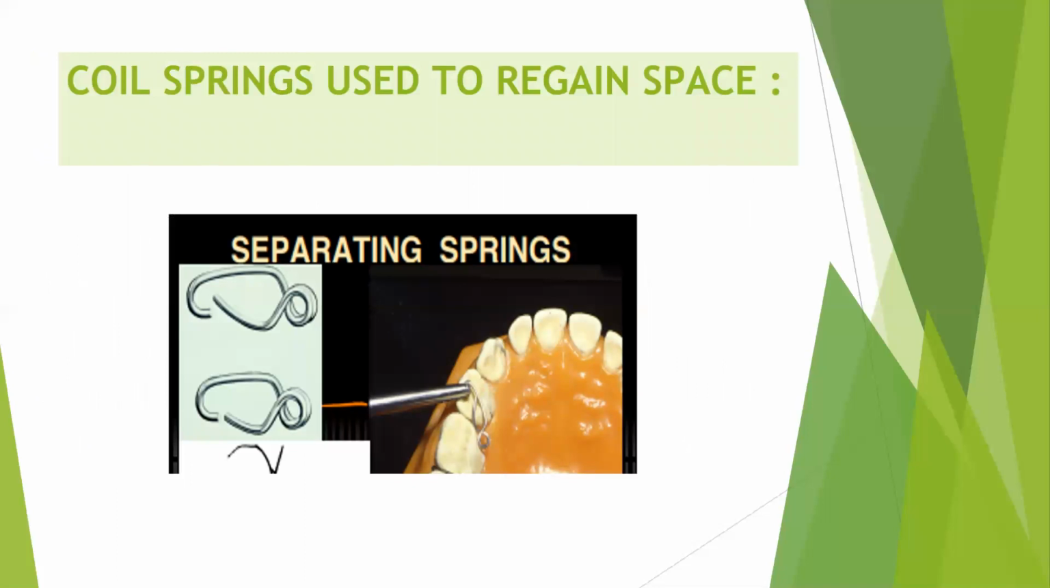So coil springs are used to regain space. How many of you have used separating springs? Well, separating springs are little coil springs that are placed between the teeth to separate or give space between teeth that are quite crowded.